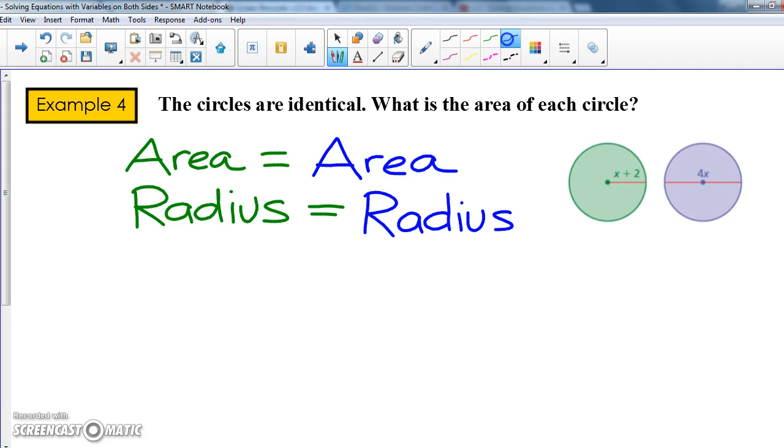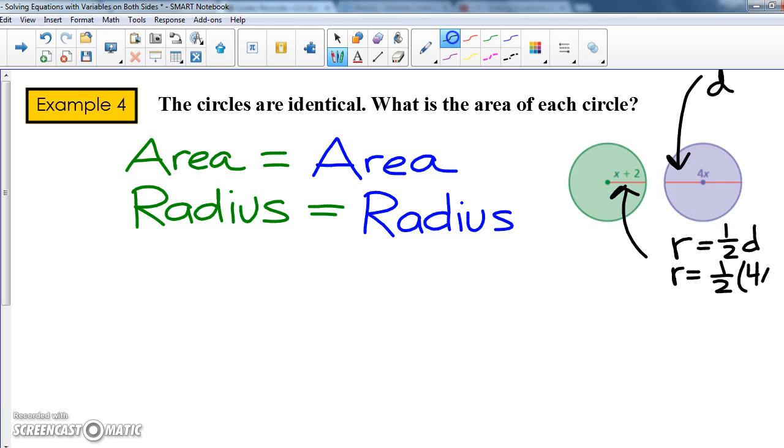But what I notice is, while they gave me a radius right here, this is the radius. On the purple circle, they actually gave me a diameter. This is the diameter. If I want to get a radius and I have a diameter, radius is half of a diameter, which means the radius of this circle is half of 4x, which is 2x. And then the radius for this one is x plus 2.